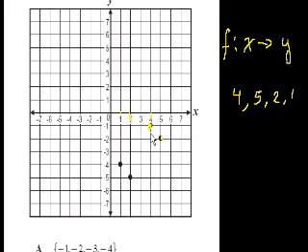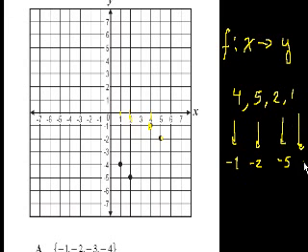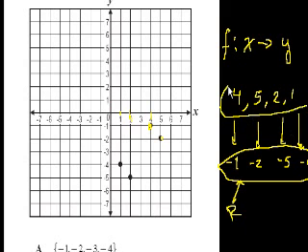It tells us that 4 maps to -1, that 5 maps to -2, that 2 maps to -5, and that 1 maps to -4. That's all it tells us. And this is actually the range. That's the range, and that's the domain.